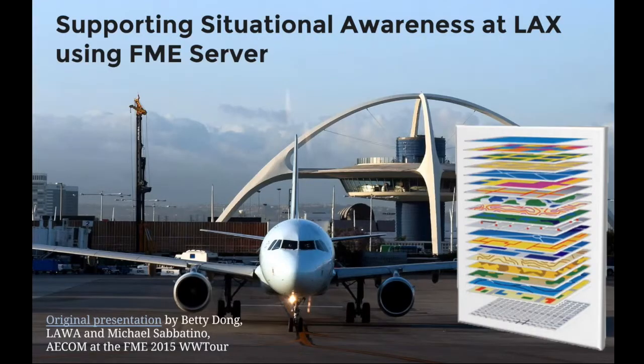So this first incident tracking example we'll look at is from the LA airport. It was first presented by Betty Dong and Michael Sabatino at the FME World Tour 2015 event in Los Angeles. Yeah, so this was a really interesting project, and really it's another, you guessed it, data harmonization and aggregation story. So the goal of the Airport GIS team was to make a comprehensive data set of the airport available on mobile platforms, namely iPads.